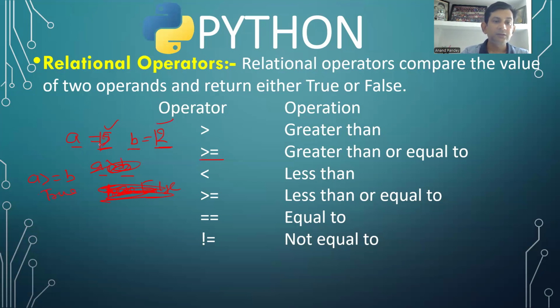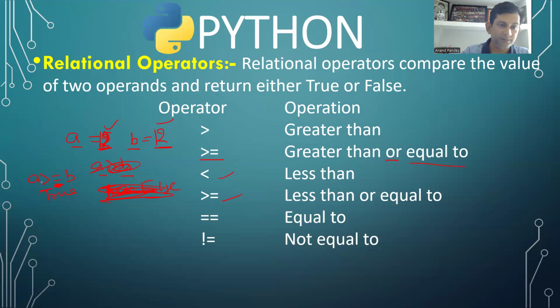And consider this is also 12, both are 12. Then also you can see it is not greater, but it is equal to. So it will return what? Again, it will return true if both are equal. So it returns true if the first operand is greater than or equal to the second, otherwise false. Okay. Same with the less than or equal to also.